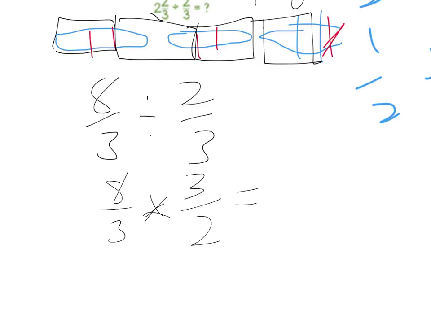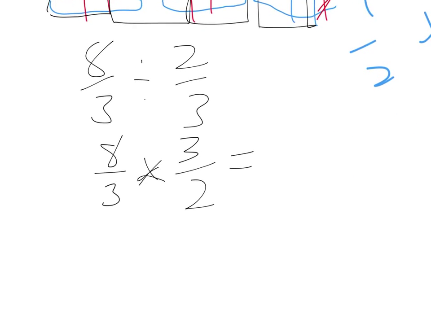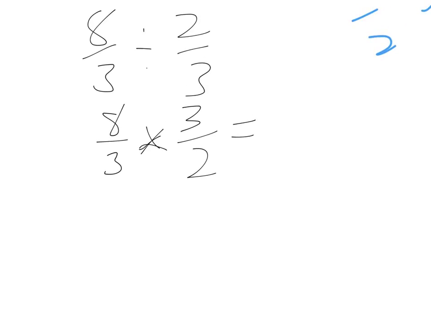Should be 6. What we can do is, not 6, 4. That's where we got 4. Okay, so what we can do is actually cross cancel. 3 goes into 3 once, 3 goes into 3 once. 8 times 1 is 8. 1 times 2 is 2. 8 divided by 2 is 4. 8 halves equals 4. Ta-da!